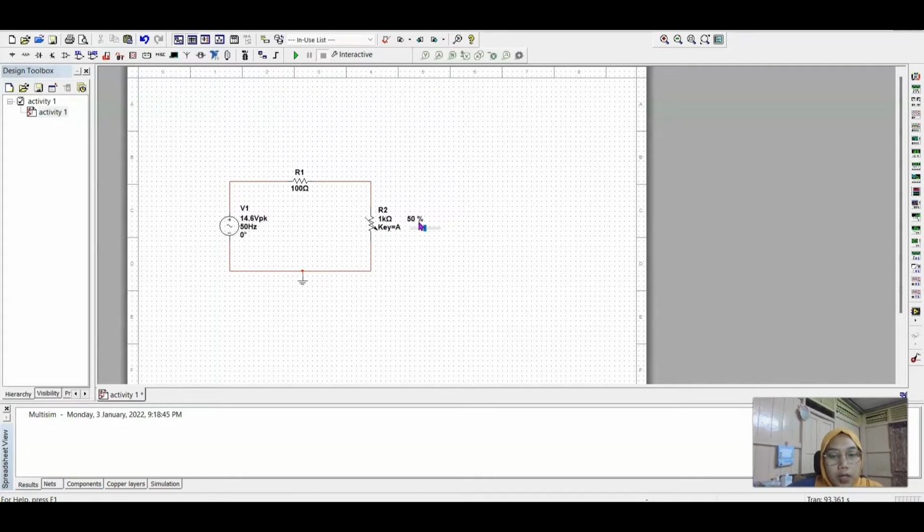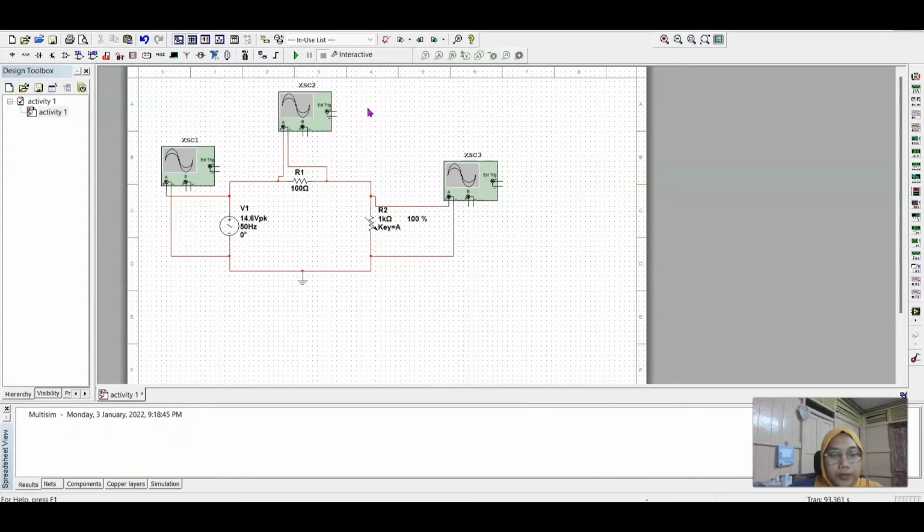Make sure this is set to 100%. Next, we need an oscilloscope. This is the oscilloscope for the voltage supply. This is the oscilloscope for resistor 1. And this is the oscilloscope for the variable resistor. Let's run it and check the result.